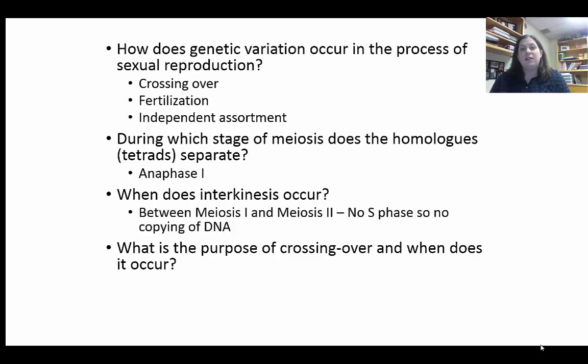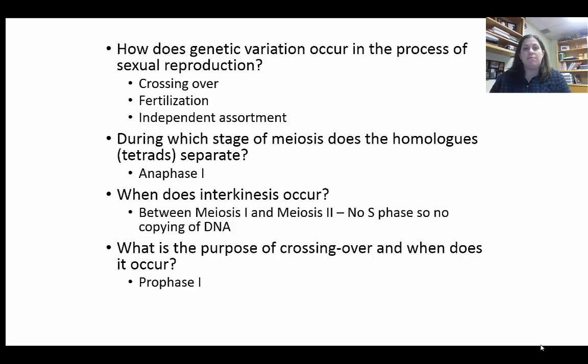Now, what is the purpose of crossing over? We just discussed that. Genetic variability, okay? But when does it occur? Well, it has to be when those tetrads form. The tetrads form in meiosis 1, and the crossing over is allowed to take place during prophase 1, okay? During prophase 1, all right? So this is going over some specific type questions.